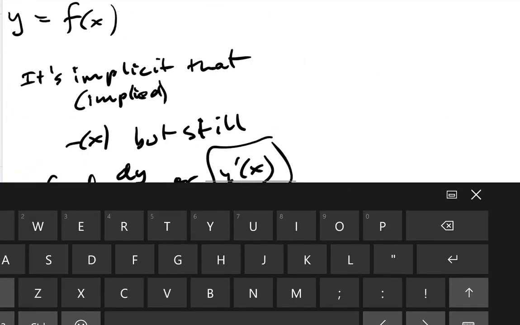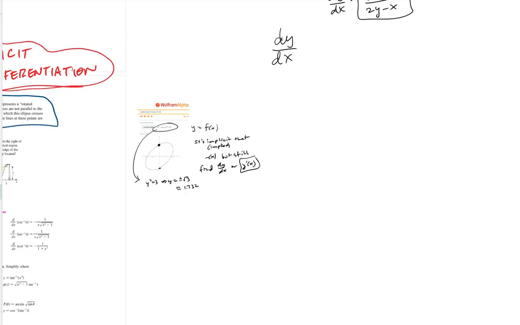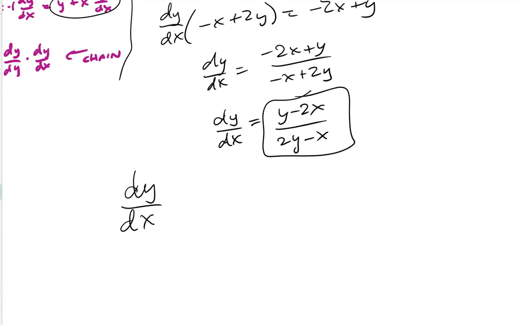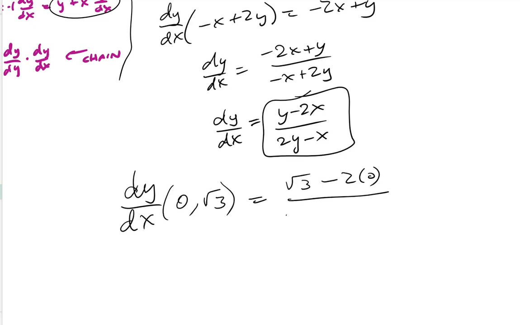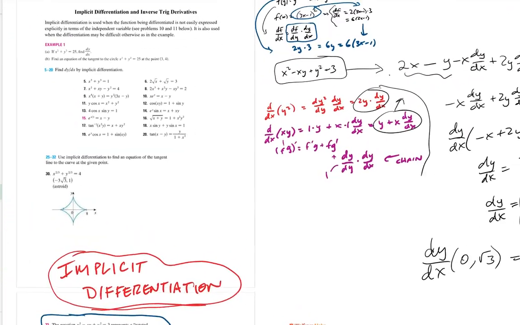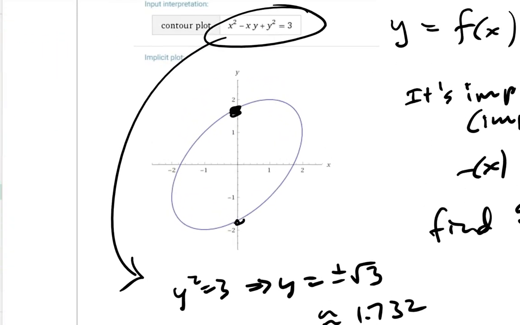So when x is 0 and y is root 3, plus or minus, let's say root 3, so dy/dx at 0 comma root 3, that's that top point. You're just going to plug in 0 for x and root 3 for y. So root 3 minus 2 times 0 over 2 root 3 minus 0 becomes root 3 over 2 root 3, which is 1/2. So that's the derivative there. What that tells me is that the slope of that tangent line is 1/2. And it should be the same here as well. It will be. All right, so that's that problem.